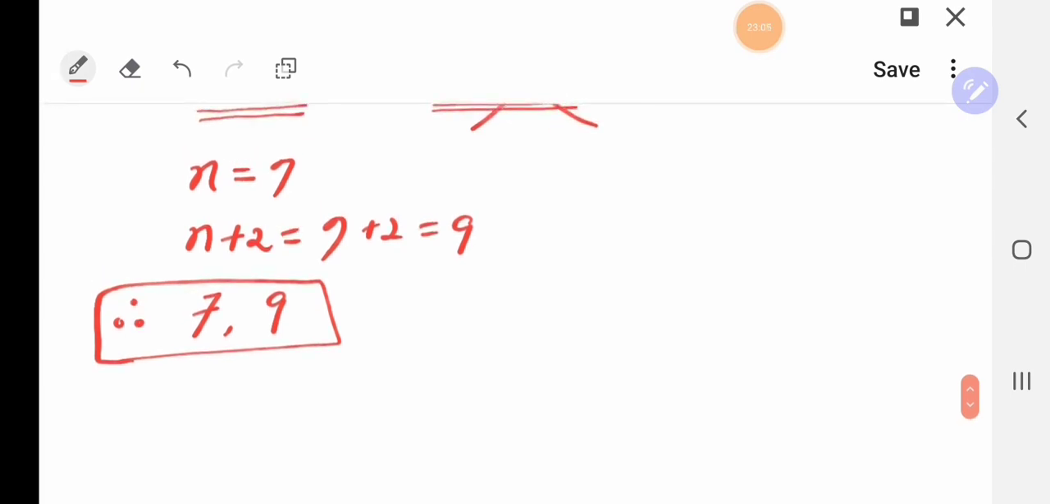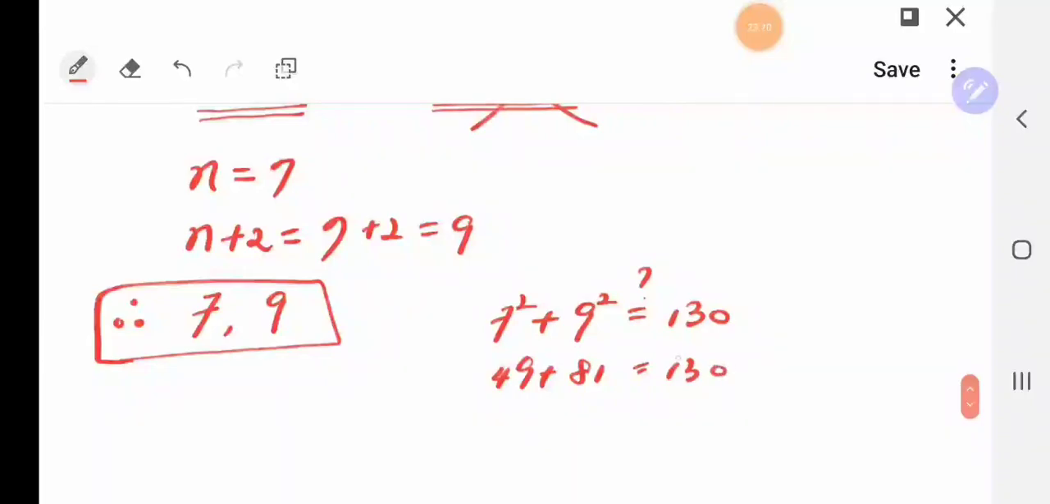So if we plug in, if you make 7 squared plus 9 squared, is it 130? It should be, because 49 plus 81, that is equal to 130. So this is true, right? Yes, this is true. So the answer is 7 and 9.